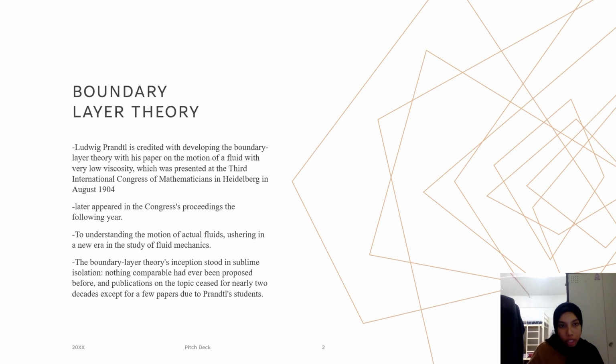Boundary layer theory. Ludwig Prandtl is credited with developing the boundary layer theory with his paper on the motions of a fluid with very low viscosity, which was presented at the Third International Congress of Mathematicians in Heidelberg in August 1904, and later appeared in the Congress proceedings the following year. This paper opened the door to understanding the motions of actual fluids, ushering in a new era in the study of fluid mechanics. However, the boundary layer theory's inception stood in sublime isolation, as nothing comparable had ever been proposed before, and publications on the topic ceased for nearly 2 decades, except for a few papers due to Prandtl's student.